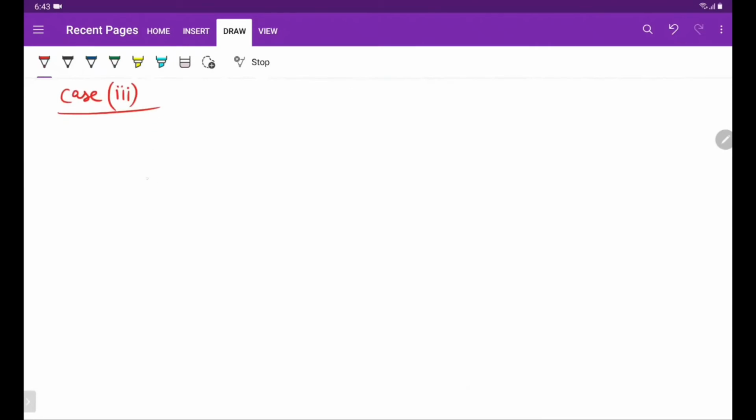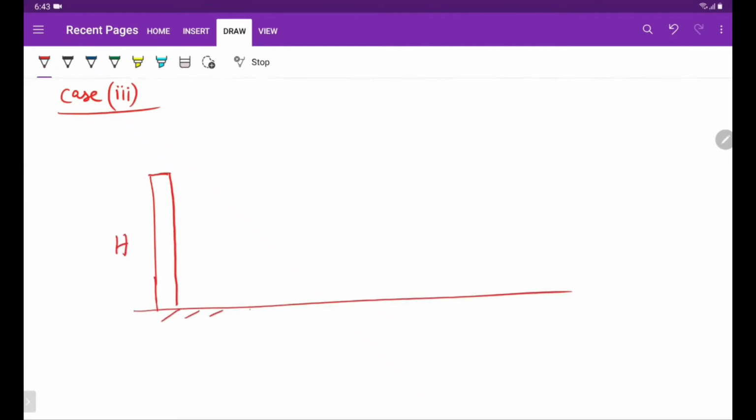So we are throwing again the same particle projectile from the same building of height h. Consider a particle projected in this direction with speed u, making an angle theta with the horizontal. This is theta. So this projectile will follow this path and fall on the ground.